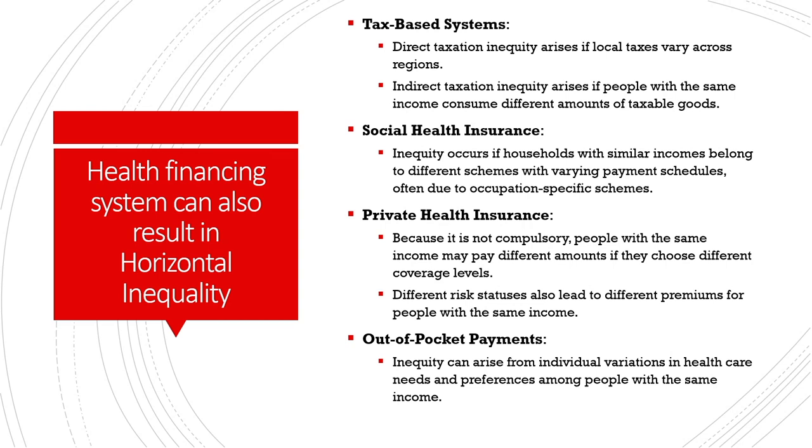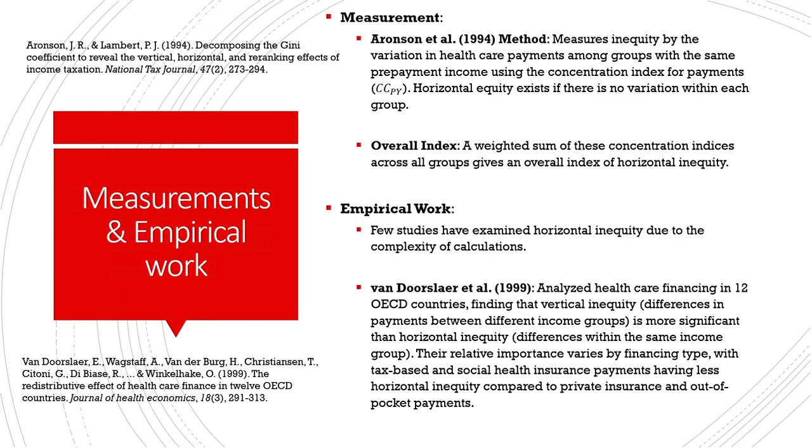Like vertical inequity, various empirical studies have also been carried out in the context of horizontal inequity. For example, authors such as Aronson et al. measure inequity by the variation in healthcare payments among groups with the same prepayment income, using the concentration index for payments that we have seen in the case of the progressivity index. And horizontal equity exists if there is no variation within each group.